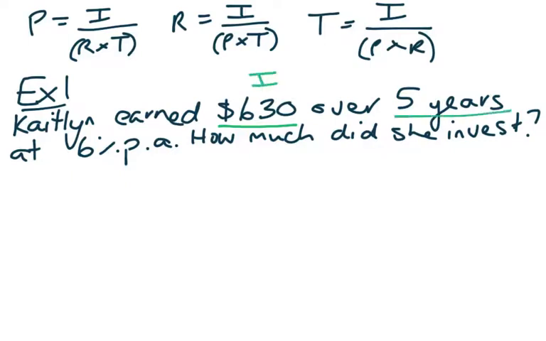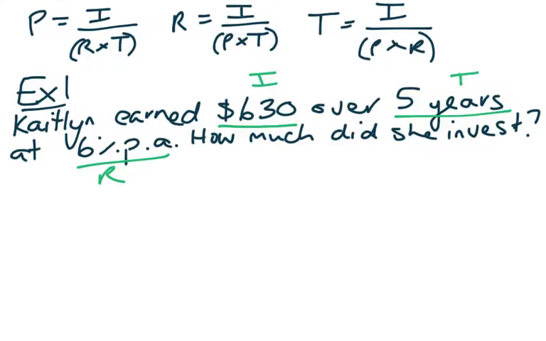Time, 5 years, and rate, 6%. The rate and the time are quite obvious, okay? Usually it tells you the time period and usually has a percent sign after the rate, so they're easy to identify. It's just the interest and the principal, okay? So you always have to remember the principal is the starting amount.